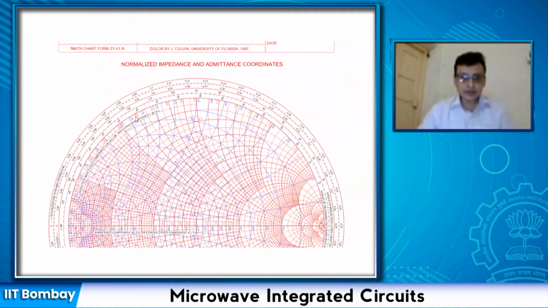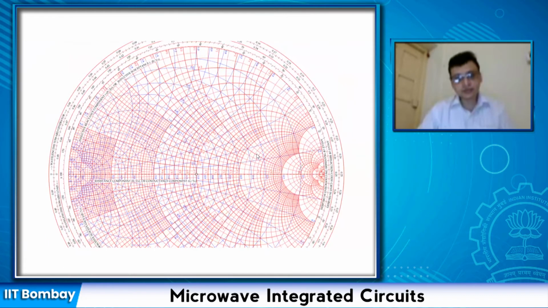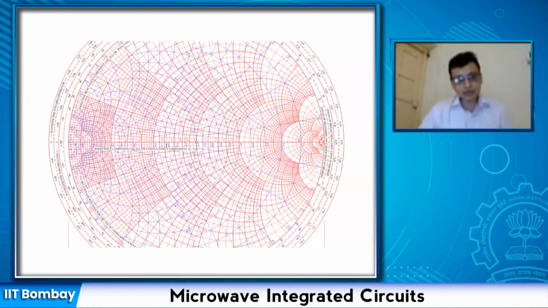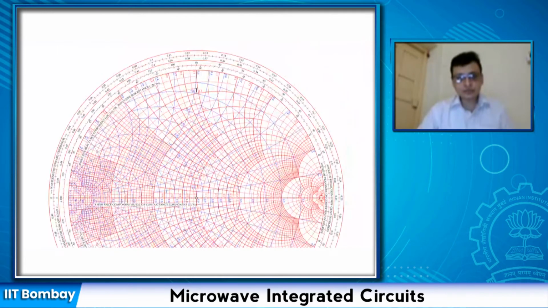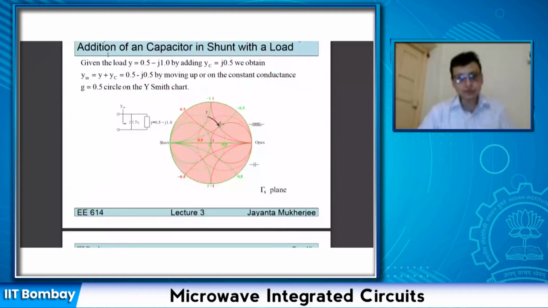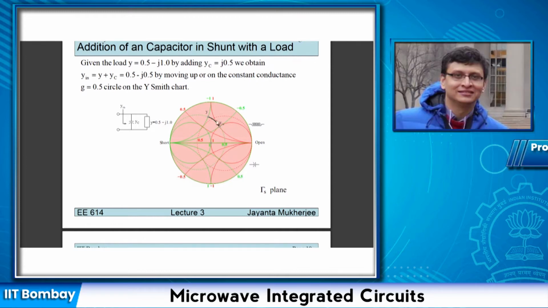Then these red and blue markings are the reactance and susceptance corresponding to the constant reactance and constant susceptance circles. The constant resistance circles are marked here in red and the constant conductance circles are marked here in blue. Suppose I go from this point, so let us go back to the problem that we discussed in the last lecture. We have a load Y which is 0.5 minus j 1.0. Recall that this is the admittance.